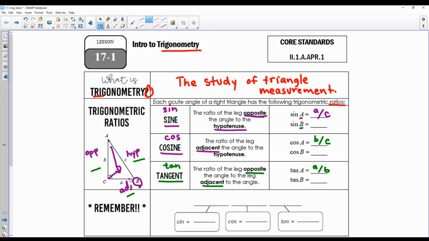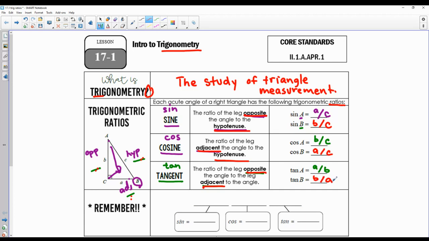So when I'm writing the sine of B, sine is still the opposite to the hypotenuse, so that's going to be B over C. And then the cosine is the adjacent to the hypotenuse, or A over C. And then the tangent of B is the opposite over the adjacent, which is going to give me B over A.